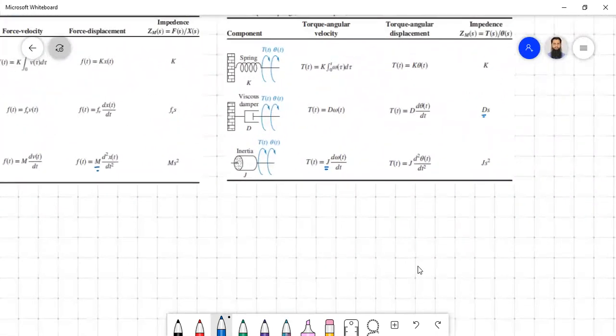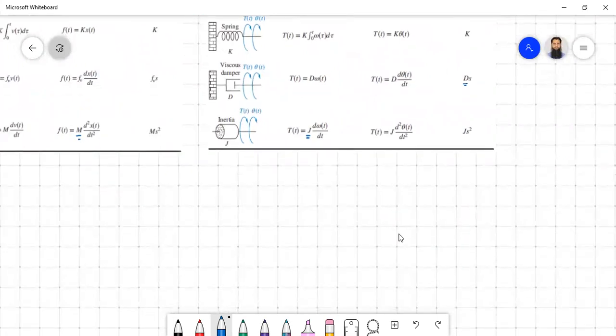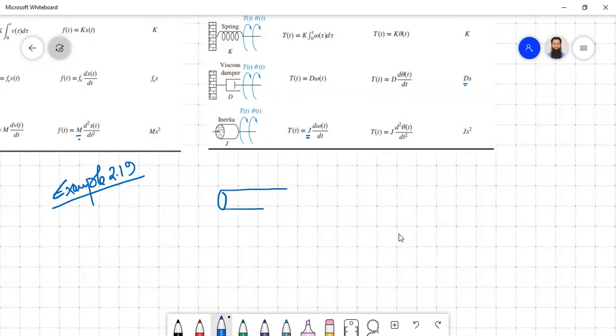So now let us try to understand one example, example 2.19. A particular rotational mechanical system is given. We have something like this.